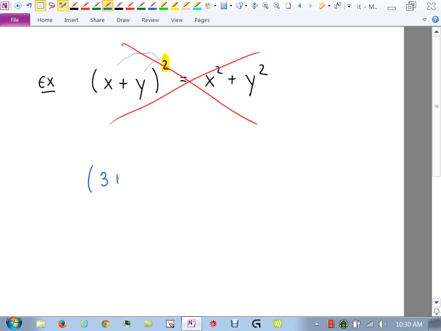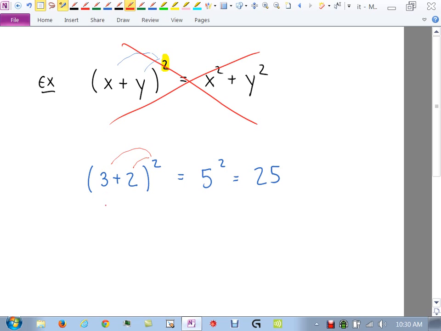3 plus 2 squared. Doesn't this kind of look like x plus y and then squared? What's 3 plus 2? 5. So isn't this just 5 squared? And what's 5 squared? Does everyone agree that's 25? Now try doing it this way, which was wrong. What's applying the square to both?